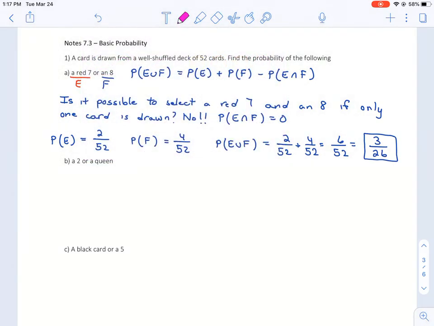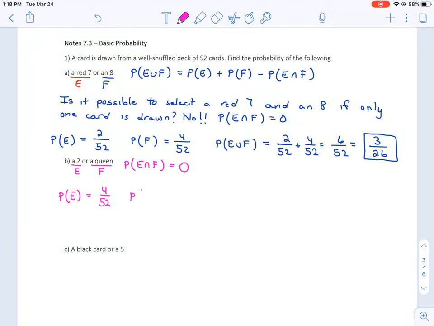A queen or a 2. Again, I'm going to label E for 2 and event F for a queen. Just like the previous problem, if you select one card, it is impossible for that card to be a 2 and a queen. So the probability of selecting a 2 is 4 divided by 52.